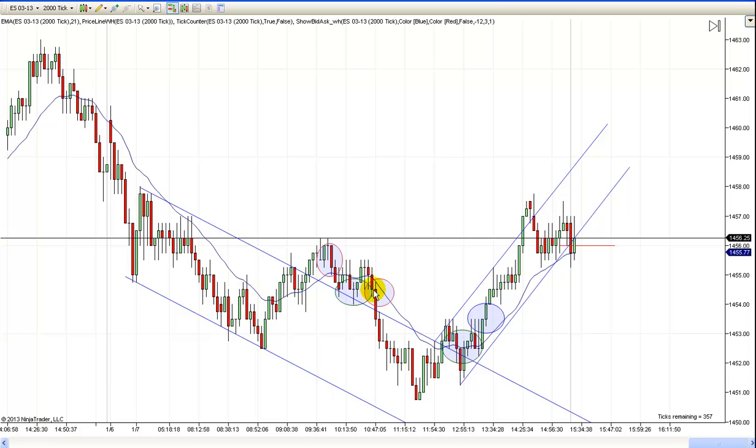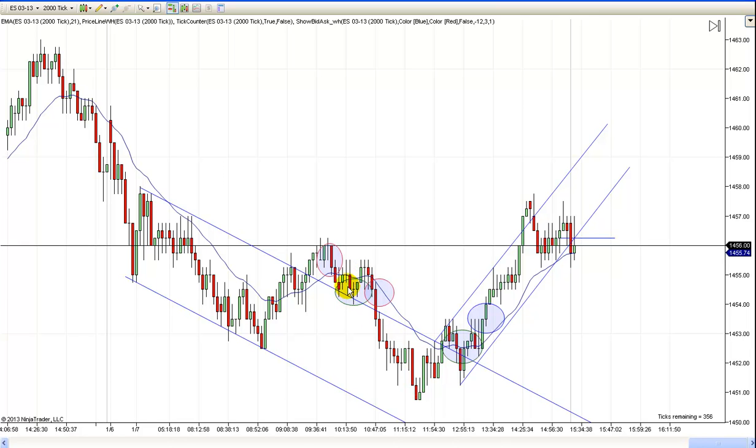So this was the best short of the day right here. Behind this was not a bad entry, but this was a really good entry. And you see how it took off really fast down to a new low, and you were able to get a few points out of the runners.